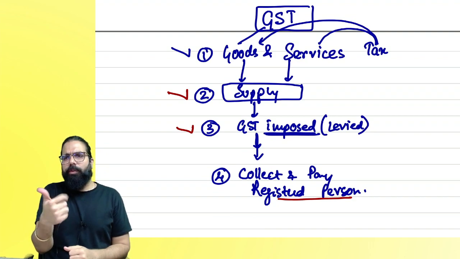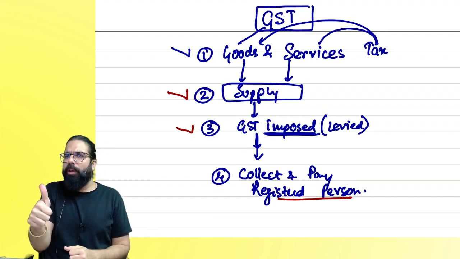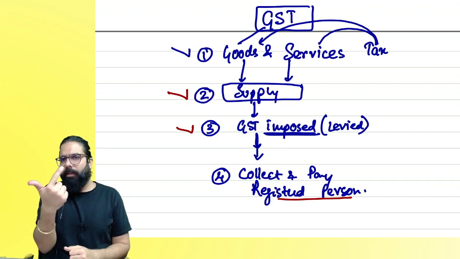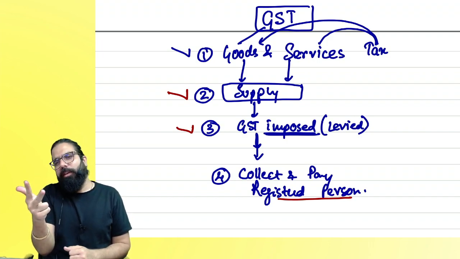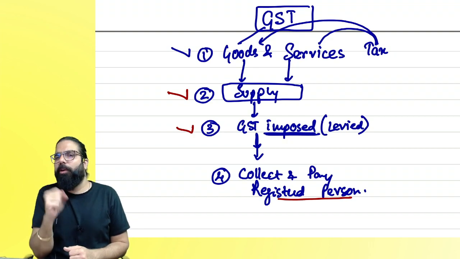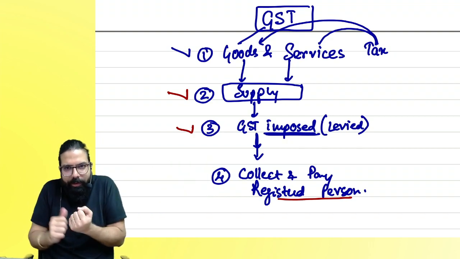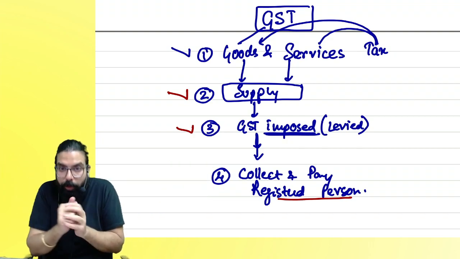Service sold. Baba, food is service only. The restaurant is a service. Service sold. GST got service provided or sold. GST got imposed. What will he do? He will collect and pay. Now you went to his shop. Madam, your name?